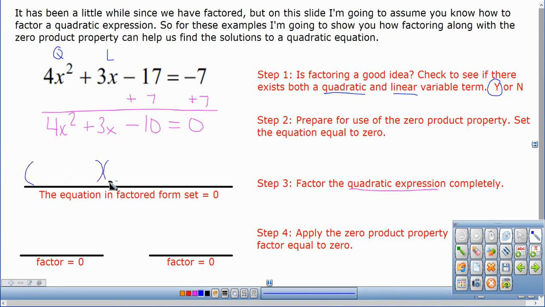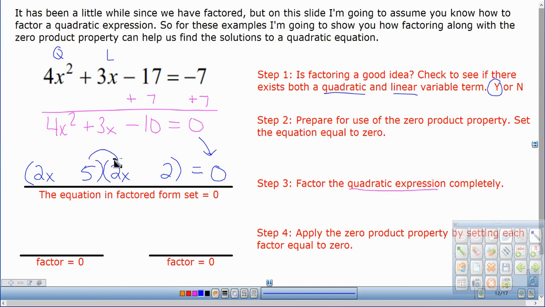It may not always be so easy. I'm still going to set it equal to 0 because this side stays. 4x squared. I don't know for sure, but I'm going to try 2x and 2x in order to achieve 4x squared. On the 10, I'm going to try a 5 and a 2. Now, this may be right, this may be wrong. You can wait until I've finished the problem to see if I'm correct.